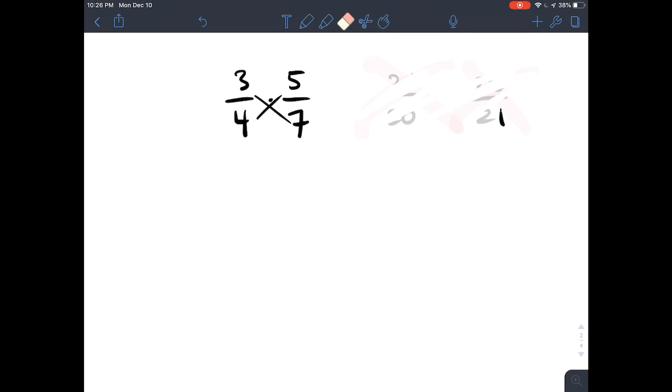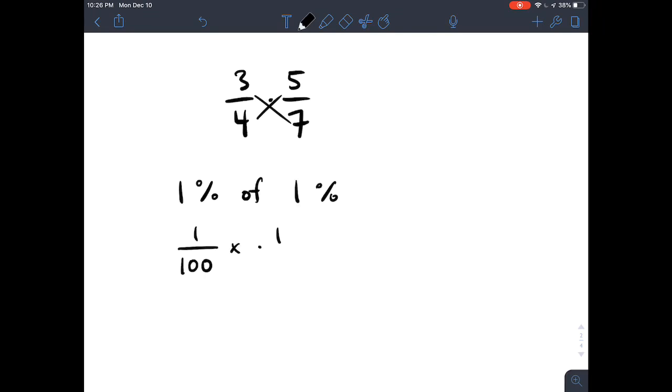Okay, so for an even more extreme example, let's say we were doing something like 1% of 1%. So that would be 1 over 100 times 1 over 100. If you did this using so-called cross multiplication, you would get 100 over 100, or 1, or 100%. So if you take 1% of 1%, you somehow get back to 100%, which is clearly absurd.